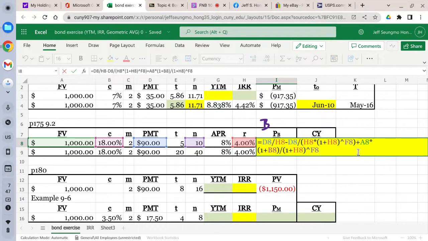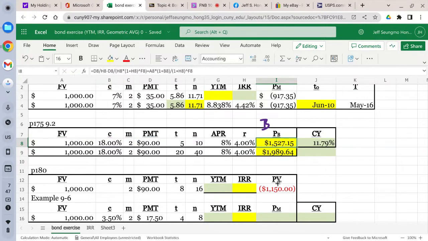At the end of the call protection period, right? $1,000, right? Times 1.18, because you have 18% additional coupon payment paid as call premium, right? That needs to be discounted back 10 semesters, right? So if you hit enter, that will get you 1,527, right?